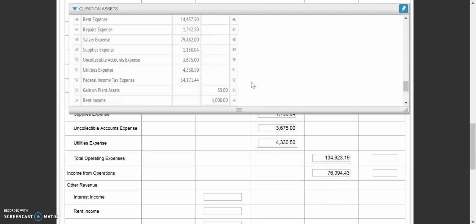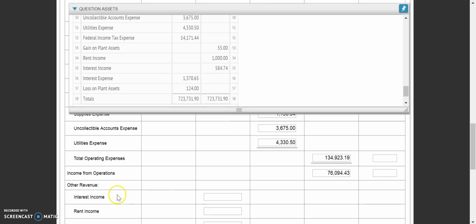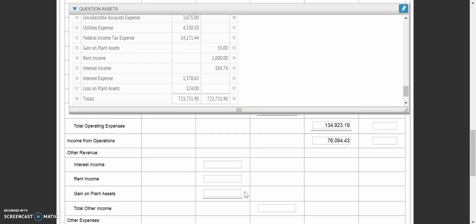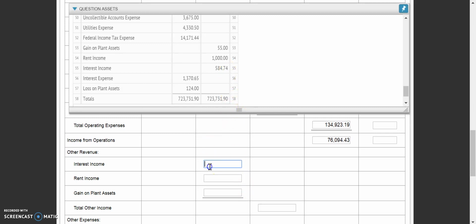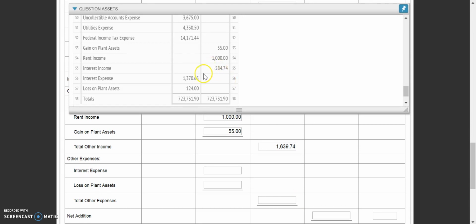Now, there are a few other ways that we earn money, which include our other revenue section. So if you scroll down on your adjusted trial balance, you're going to see these at the very bottom. So our interest income here is another revenue. So we're going to put the $584.74 there. And we also have some rent income of $1,000 and a gain on a plant asset of $55. So when we total that, our other revenue coming in is $1,639.74.